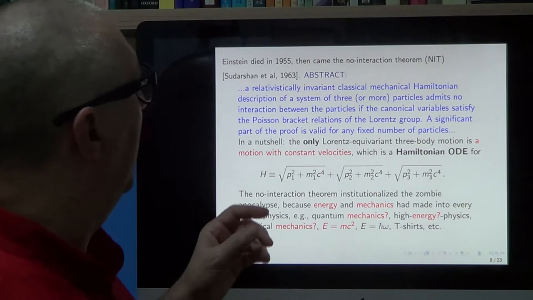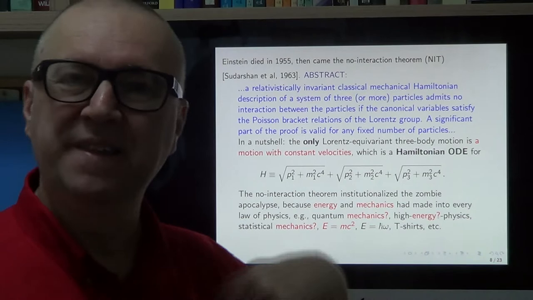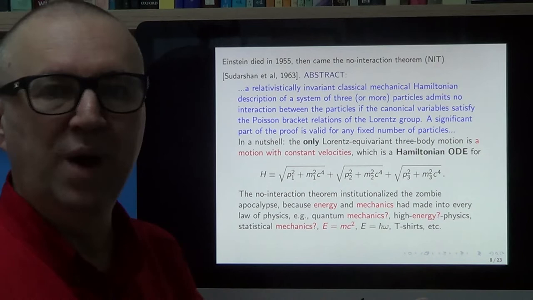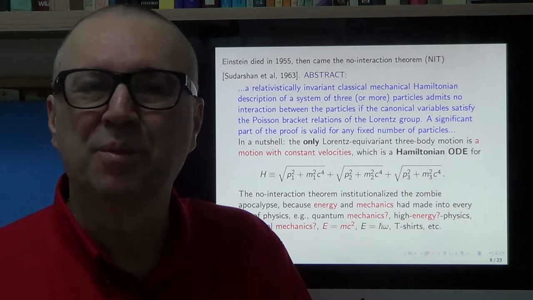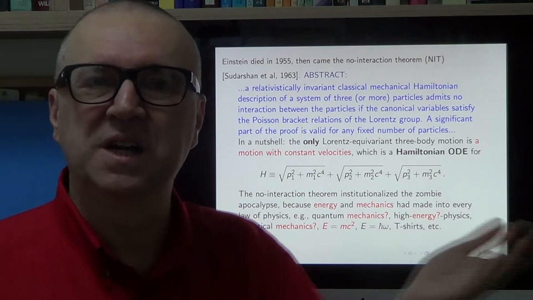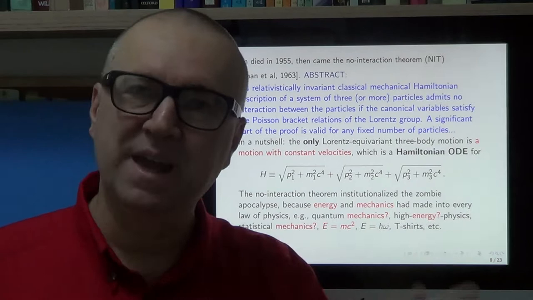The no interaction theorem institutionalized the zombie apocalypse because it came too late in the history of the 20th century. And they're already using things. And when they saw the no-interaction theorem, well, energy and mechanics had made it into every law of physics. Quantum mechanics: why are you going to bother with the mechanics while you're going to quantize something which is not Lorentz invariant, and is this sensible? High energy physics: what is the energy if the only one you can have is for three particles moving in a straight line? Statistical mechanics: why are you going to do statistics with something which is not Lorentz invariant?